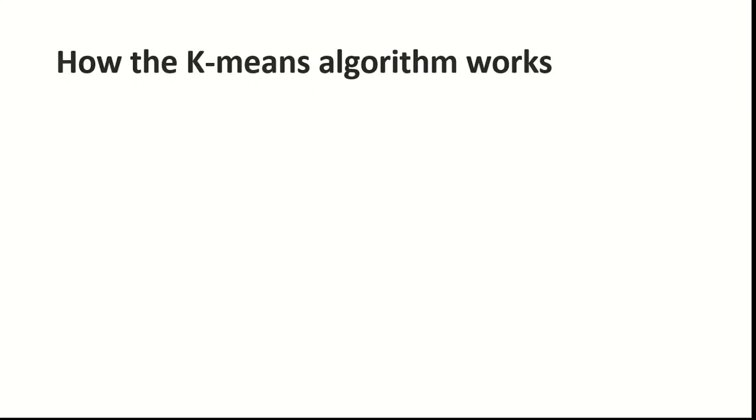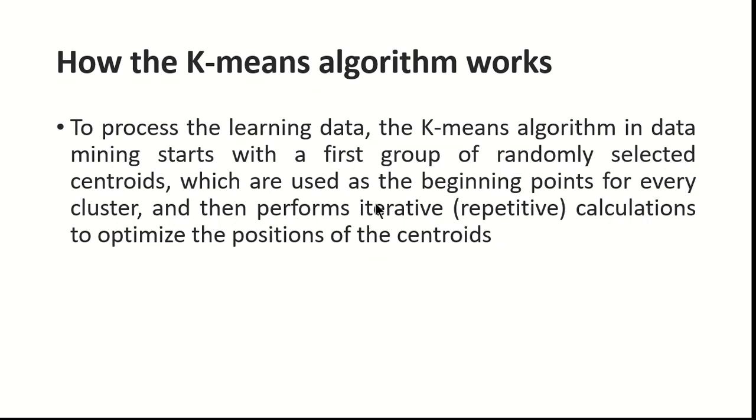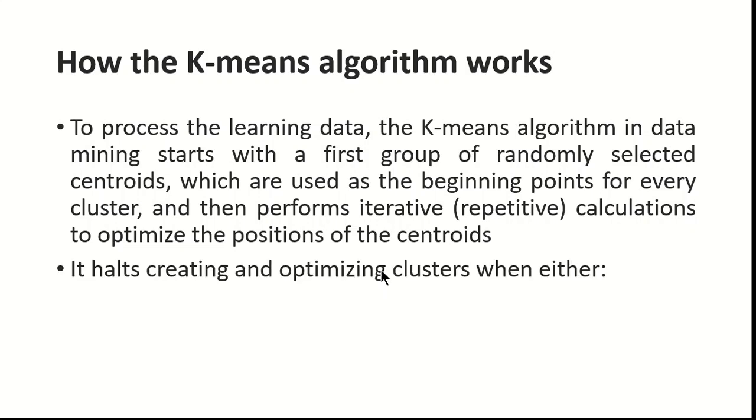Then how does the K-means algorithm work? To process the learning data, the K-means algorithm in data mining starts with a first group of randomly selected centroids, which are used as the beginning points for every cluster, and then performs iterative or repetitive calculations to optimize the position of the centroids. So in order to find the centroid, we first start with some random positions, and then we make it accurate through several iterations.